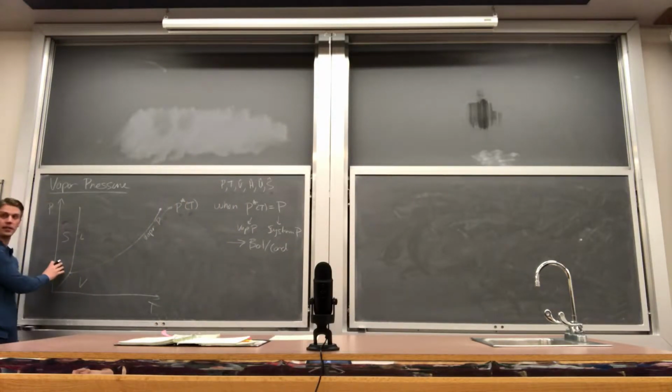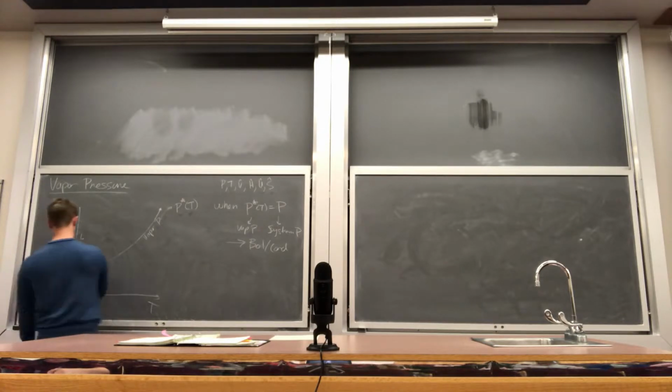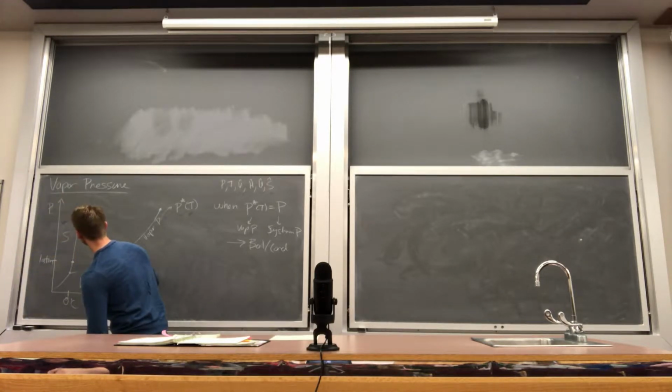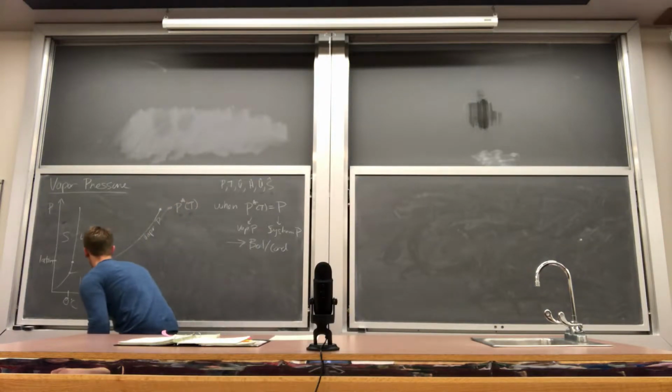So if this is the phase diagram for water, right, and this right here, let's say, is 1 atmosphere. What temperature is this here? 0 degrees C. Okay? What temperature is this here? 100 degrees.